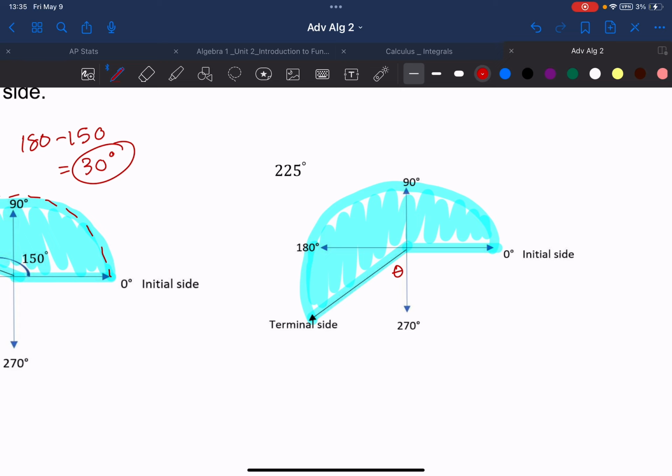So what we're going to do is take this 270 right here and subtract our 225. So 270 minus 225 gives us 45 degrees, which means that this angle right here is 45 degrees.